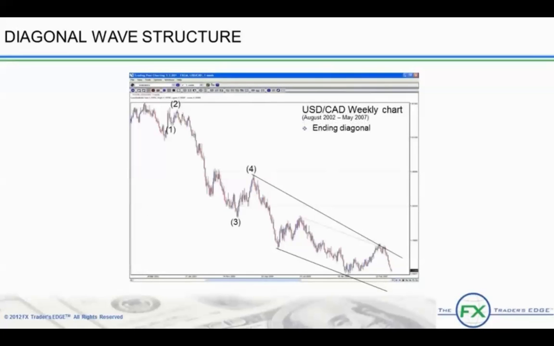Here is an example of an ending diagonal triangle in the weekly US dollar Canada from August 2002 to May 2007. Notice that all of the legs appear to be 3 waves. Wave 3 is not the shortest wave. Wave 4 overlaps the end of wave 1. The ending diagonal, although not complete at this time, will likely signal the trend reversal in the US dollar Canada. Notice also the boundary lines converge as well.